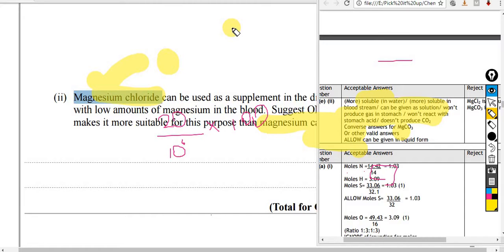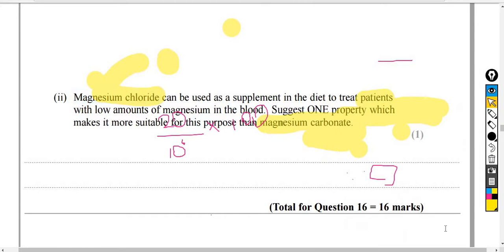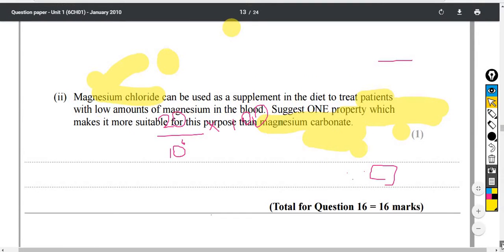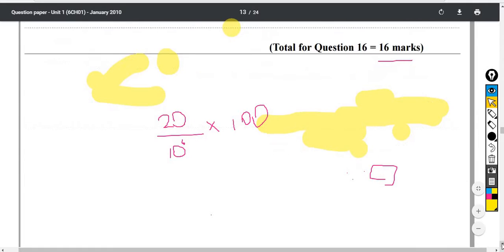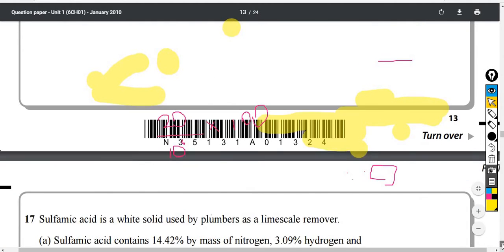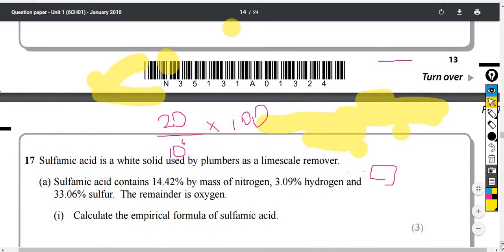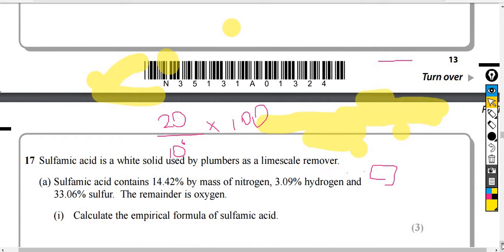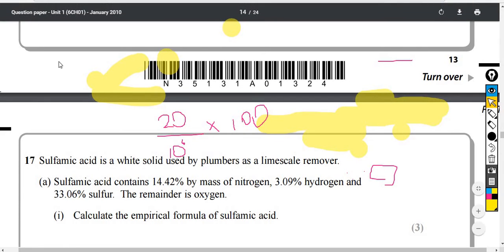So that's the last part. I'm guessing this is the last question of that big question. Yes, that's the end of that question. I will do another video on the other question, which is in the 2010 January paper, so you can check that out later as well.